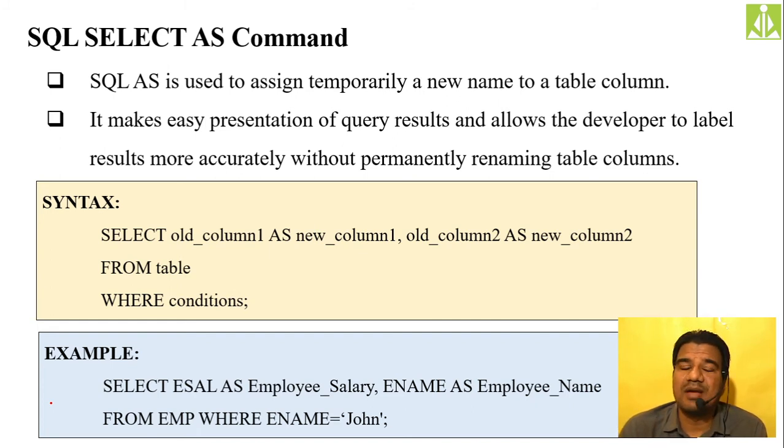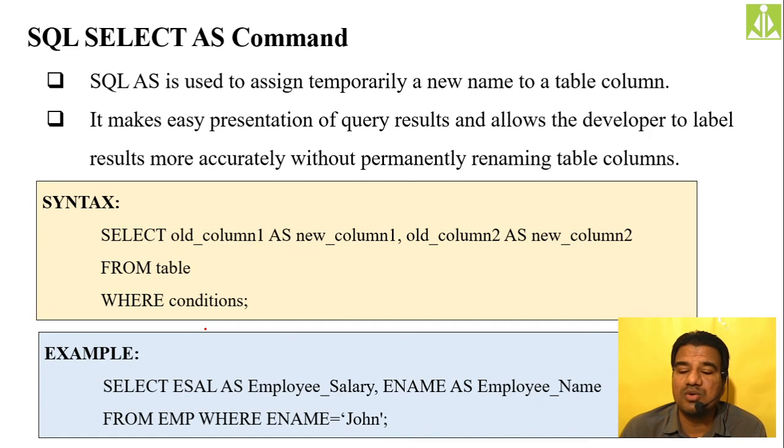So this AS command, it is a powerful thing. What it will do is allow us to temporarily change the name of our column. So SQL AS is used to assign temporarily a new name to the table column. Instead of ename, when you are displaying the content, you can put employee name over there. It makes easy presentation of our query results.